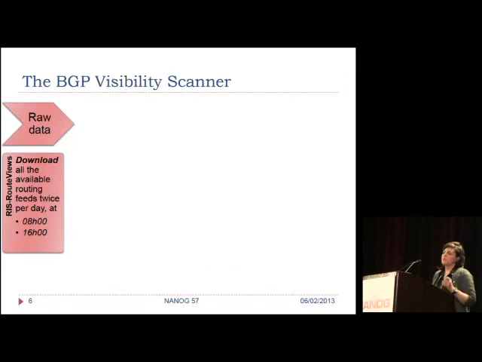First step, we gather the raw data from RIPE and RouteViews. We just randomly chose two sampling times, at 8 a.m. and at 4 p.m. every day. Of course, this can be changed. We can work with as many snapshots as we would like.